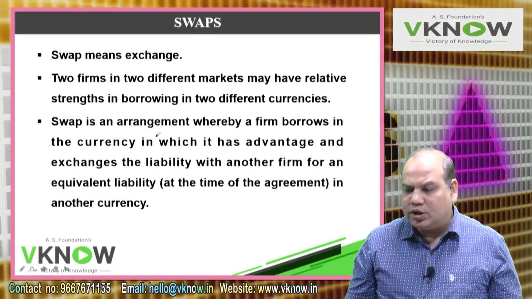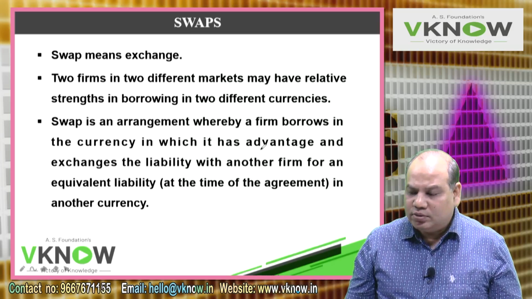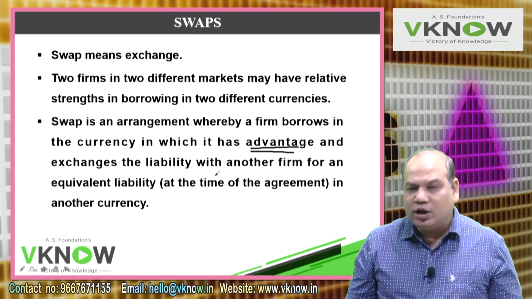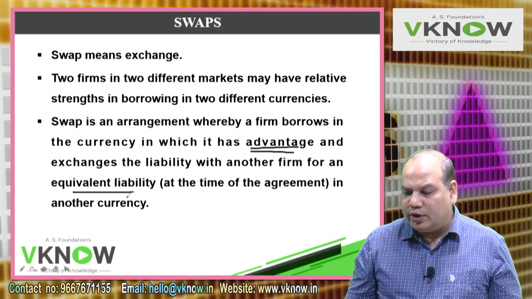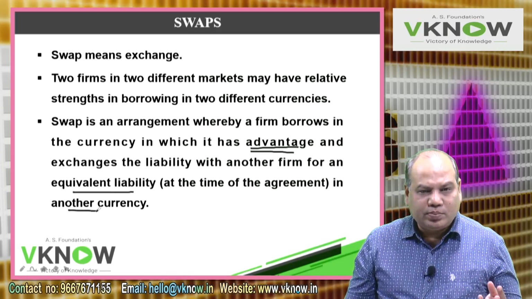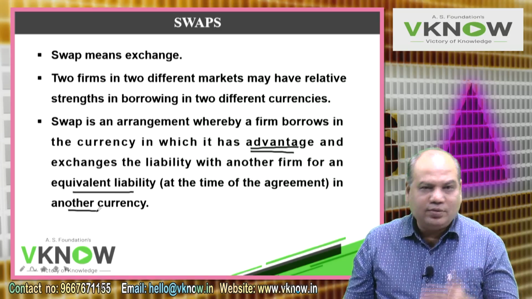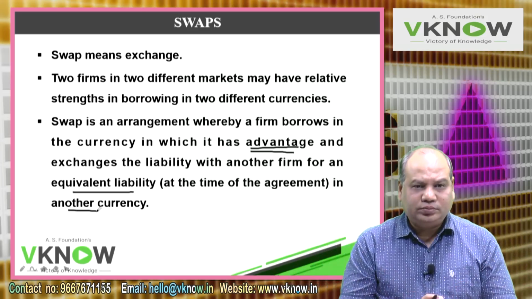Next line, swap is an arrangement whereby a firm borrows in the currency in which it has advantage. Refer the example. Japanese company will borrow in yen, US company will borrow in dollar and exchange the liability with other firm for an equivalent liability at the time of agreement in another currency. So US company will first borrow in dollar, give the loan to Japanese company, and Japanese company will borrow in Japanese yen and give the loan to US company. So normally the amount will be equal.